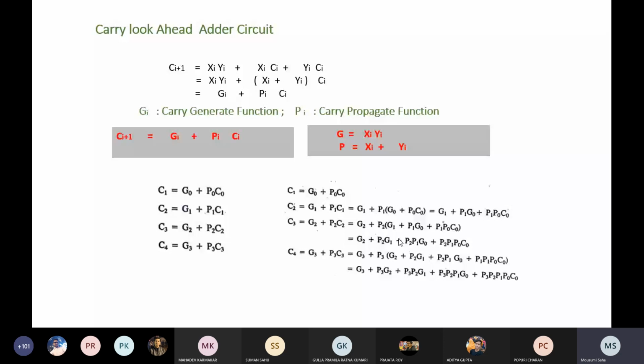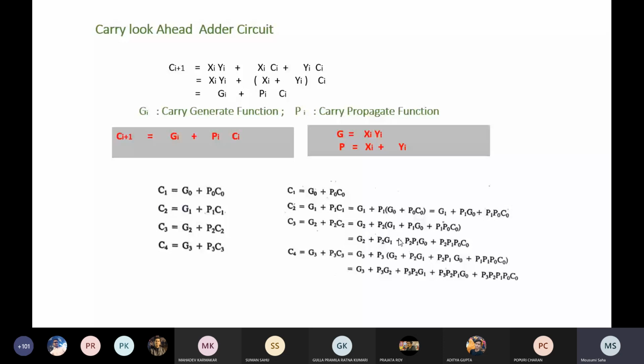For the first, c1 equals g0 plus p0 c0, where c0 represents the first input carry, c in. Now in your c2, c3 and c4, if you replace c1, c2 and c3, ultimately you have an expression for c2, c3 and c4. In each case, all depend on the initial carry input, that is c0. Whatever the intermediate carry, that is not required. So directly you can compute c4, and c3 and c2 also. From these carries, directly you can compute the summation value.